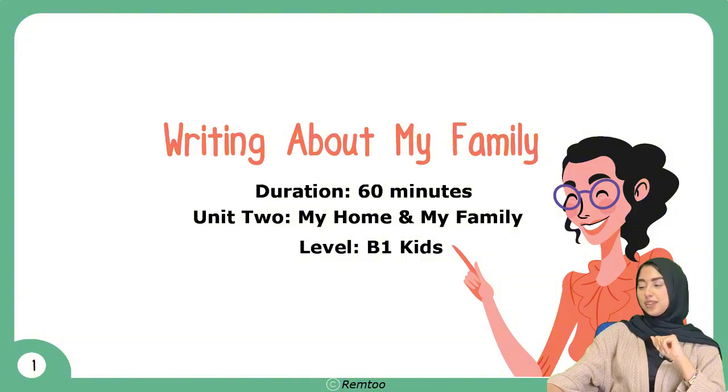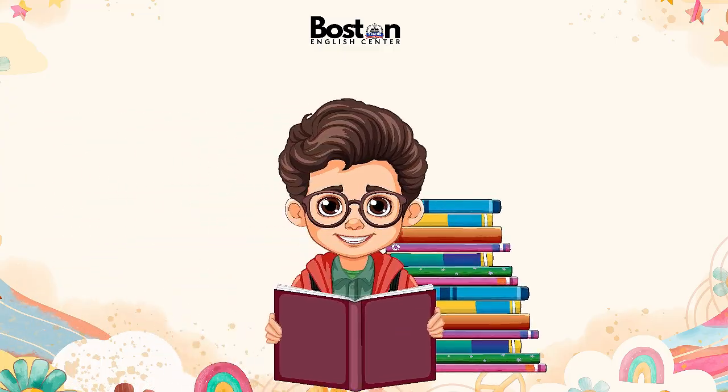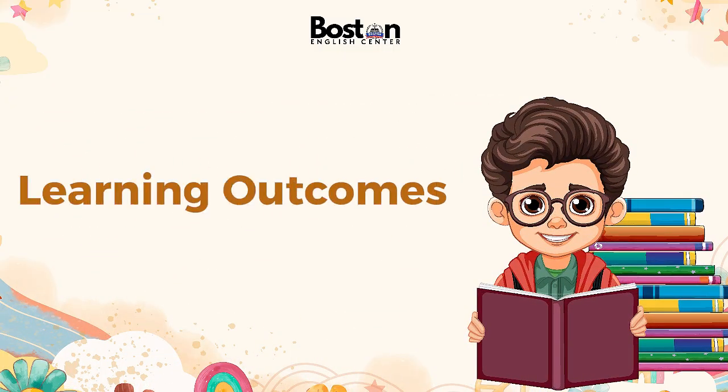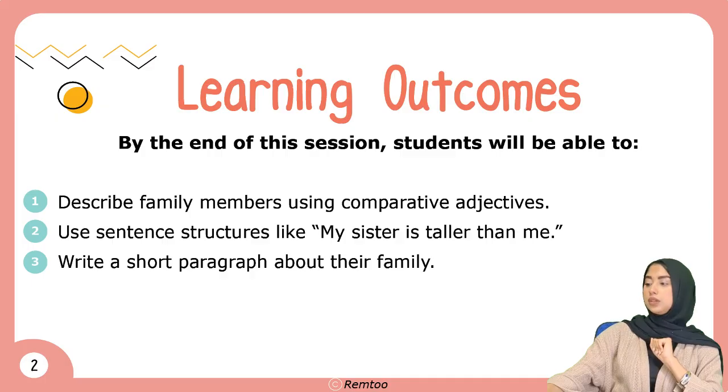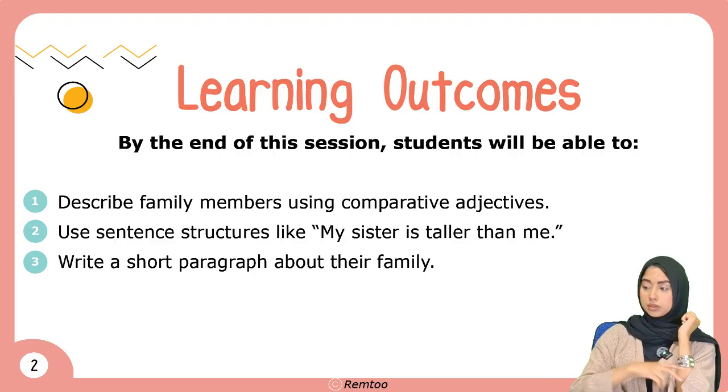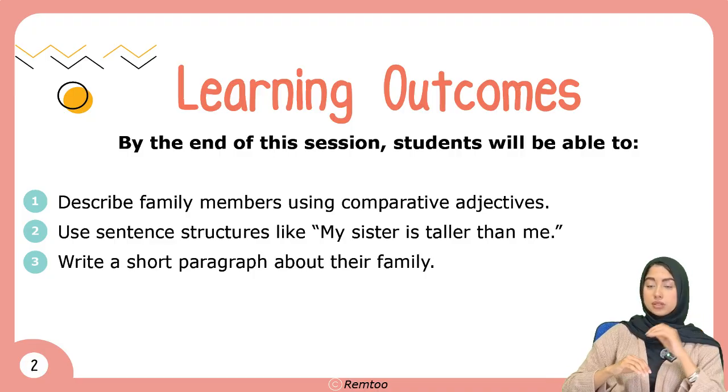Okay, here we have the learning outcomes, and simply these are things you're supposed to know by the end of the session. So let me read them for you. By the end of the session, you'll be able to, number one, describe family members using comparative adjectives. Two, use sentence structures like my sister is taller than me. Three, write a short paragraph about their family. Okay, yeah, so far so good.